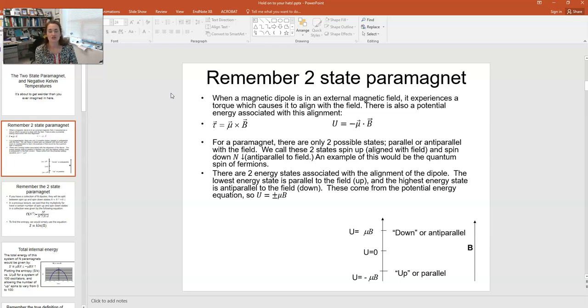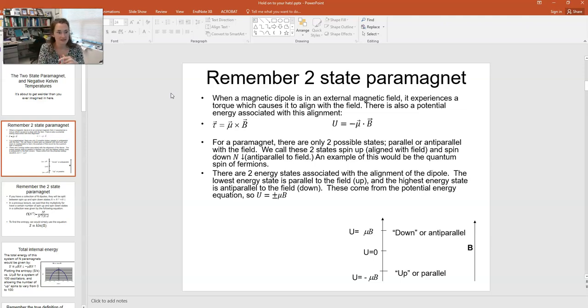All right, so according to our potential energy expression, U equals minus mu dot B, that means that there's going to be two energy states. Now, if you consider it to be perfectly aligned, which it's not, but just consider it to be perfectly aligned for a second, then that would be U equals minus mu B for the up state, which is parallel to the field, right? And if it's anti-parallel to the field, then U would equal plus mu B, okay? And this is, of course, centered around U equals zero, the zero energy state, okay?